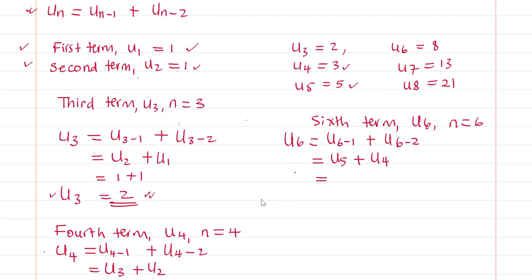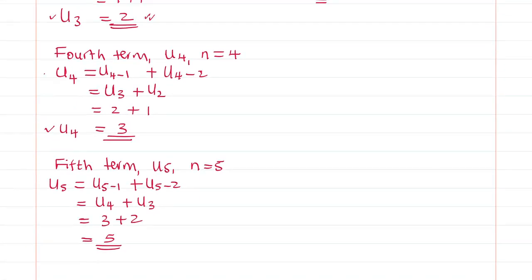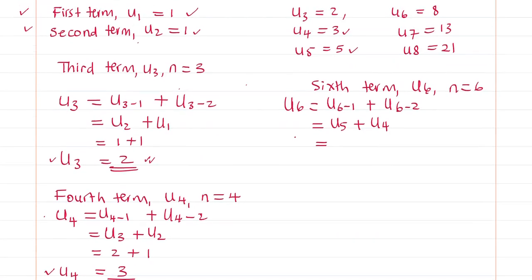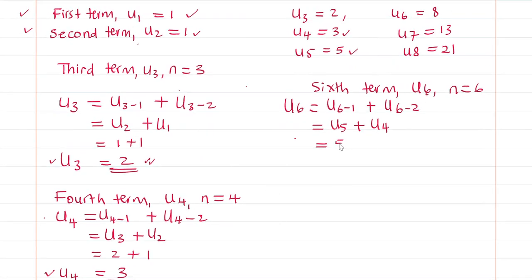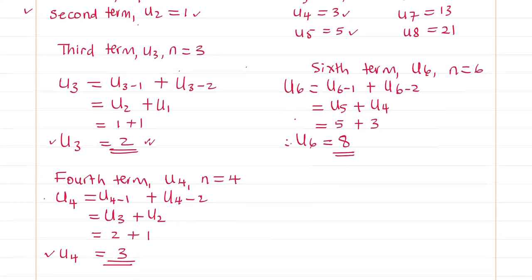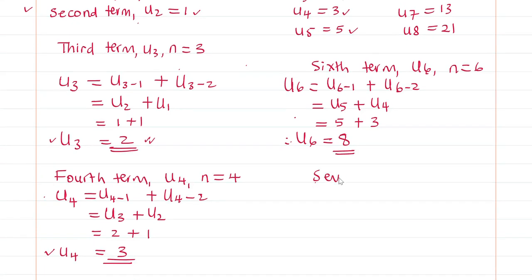So you come back and check where you got them. The fifth term was 5 and the fourth term was 3. So here we shall have 5 plus 3. So our sixth term is 8. Therefore, our U6 is 8. And then what about the seventh term? That is simply U7, right?